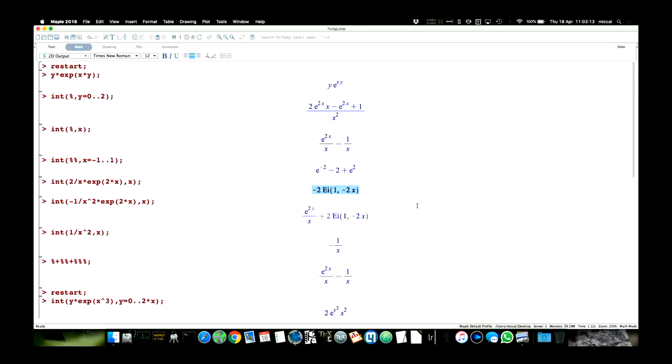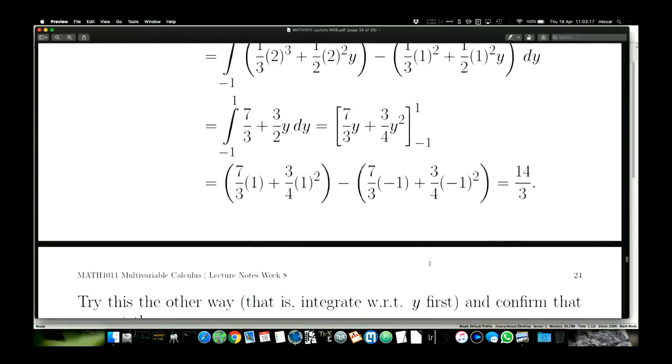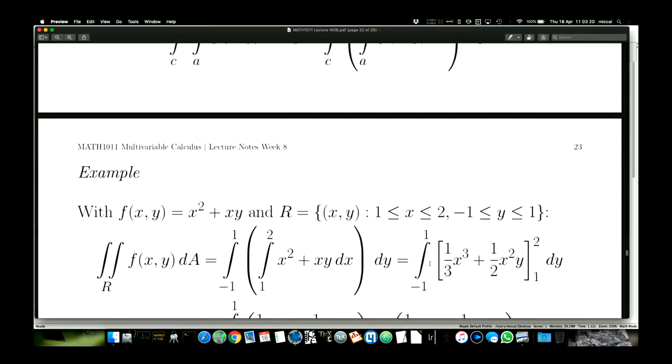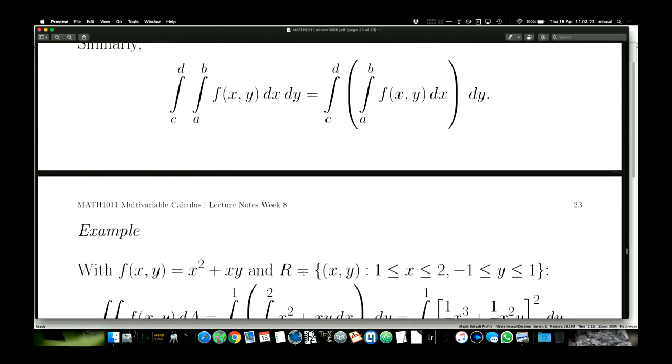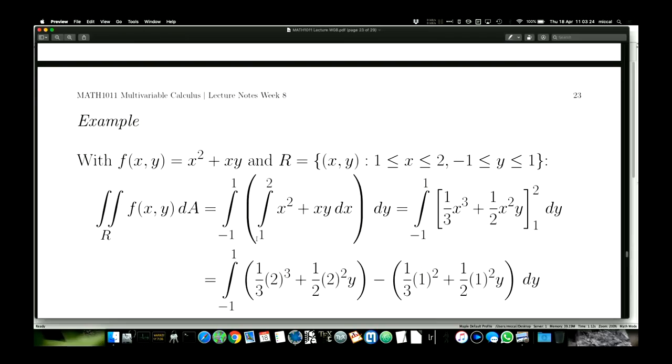And keep in mind that when I ask you to do a double integral, if I wrote out this one without the brackets, this is telling you a lot. This is saying that you're integrating x squared plus xy, x goes from 1 to 2, y goes from -1 to 1. So the actual integral has a lot of information built into it.